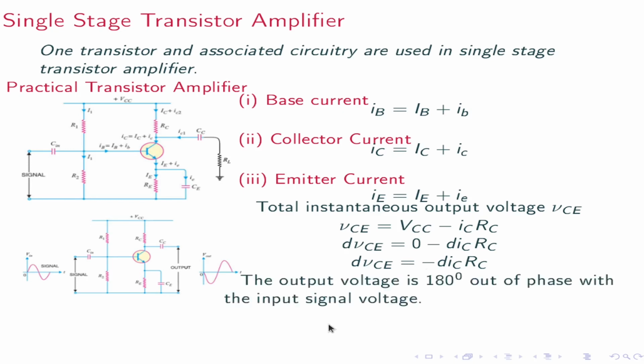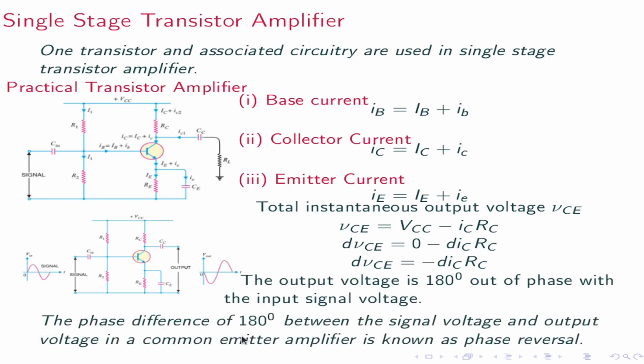This minus gives the output voltage 180 degrees out of phase with the input signal. The phase difference of 180 degrees between the signal voltage and output voltage in a common emitter amplifier is known as phase reversal. So in a common emitter amplifier, there is a phase reversal of 180 degrees between input voltage and output voltage.